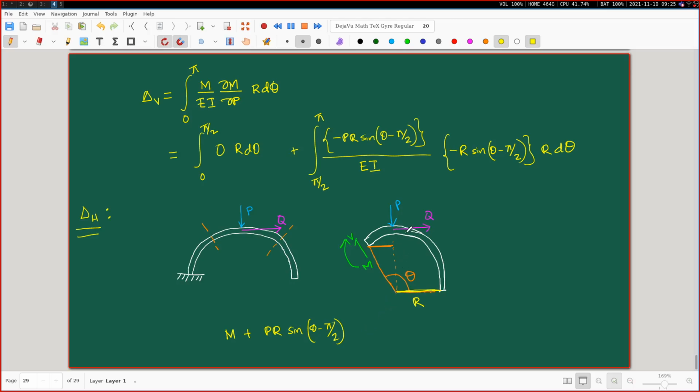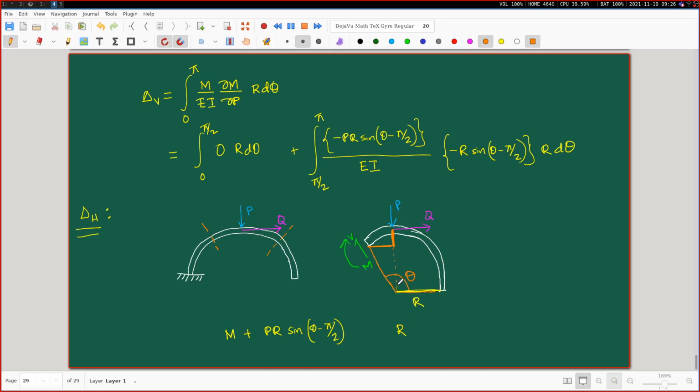Next, contribution from Q. First of all, you tell me what is the moment arm when we are taking the contribution from these forces about an axis which is passing through this end. So, sir, R into 1 minus cos theta minus pi by 2. Let me first write down the moment arm. So this is the distance we are considering now. This vertical distance is the distance from this end for this force Q.